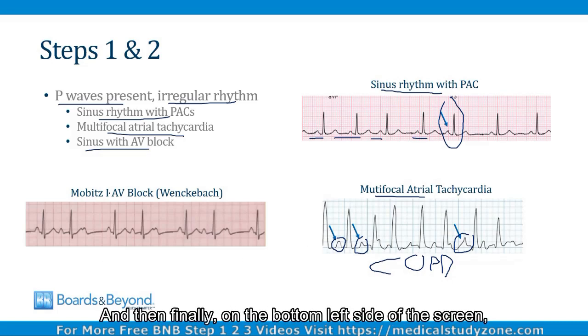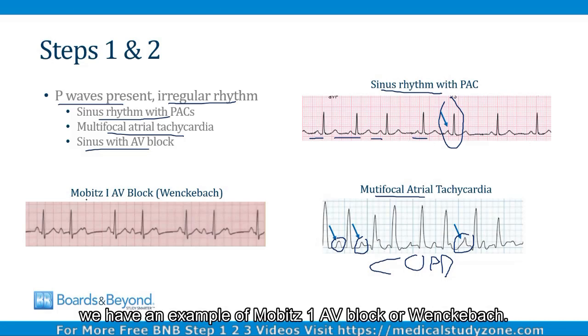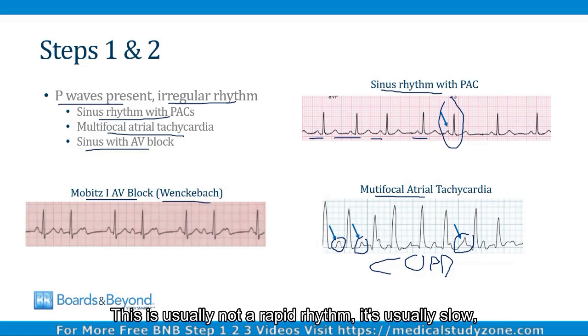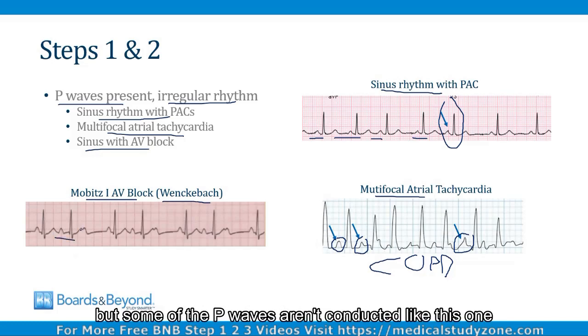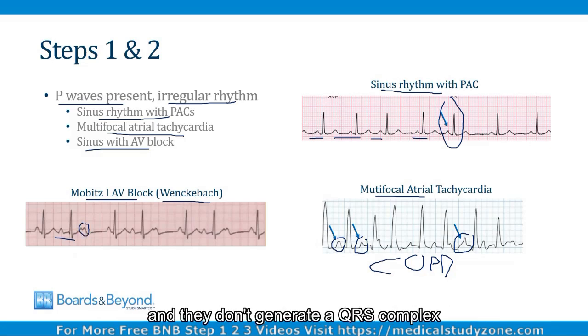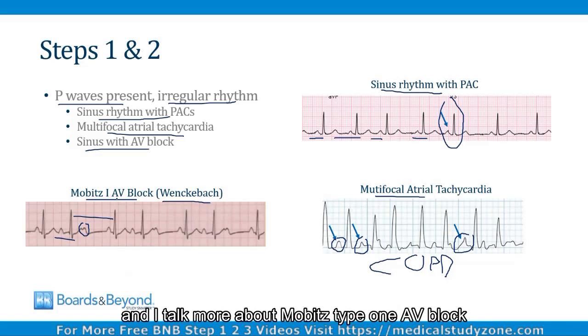And then finally, on the bottom left side of the screen, we have an example of Mobitz 1 AV block or Wenckebach. This is usually not a rapid rhythm, it's usually slow, but it does have P waves, but some of the P waves aren't conducted like this one, and they don't generate a QRS complex, and therefore we get an irregular rhythm. And I talk more about Mobitz type 1 AV block in the video on bradycardia.